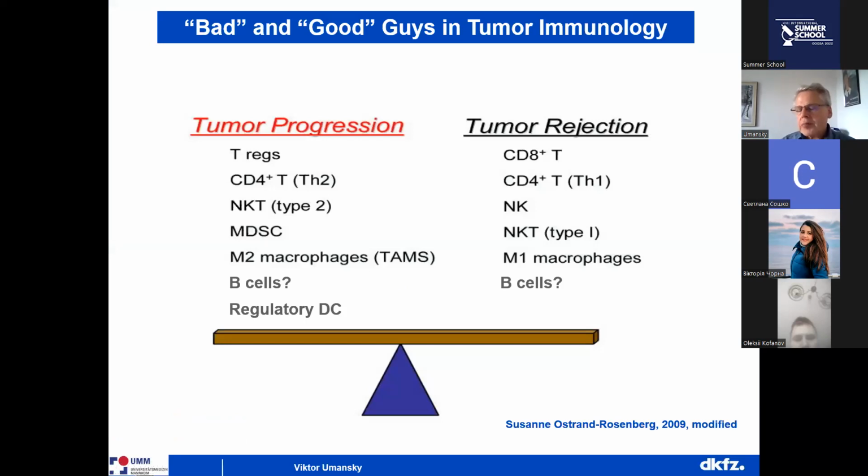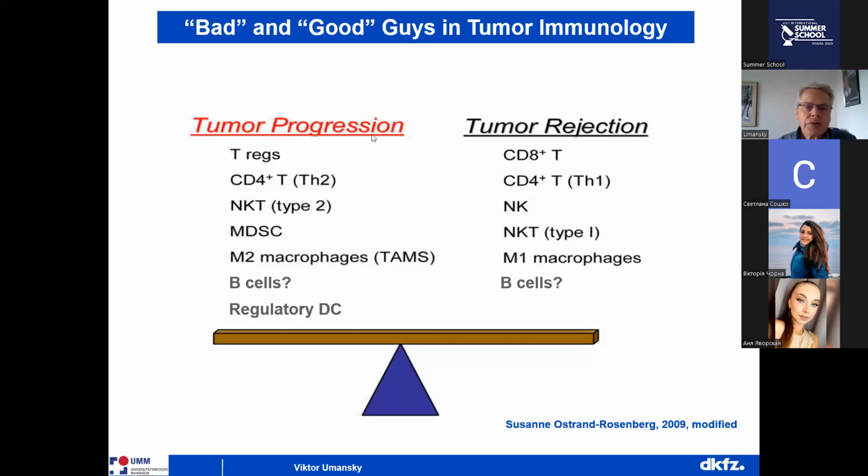So the tumor microenvironment consists, of course, not only of tumor cells, but also a lot of host cells, and among them, very important immune cells. Now we're understanding more that there is a kind of meeting or interaction between so-called bad and good guys. So, the bad immune cells, which can support tumor progression, and good cells, which can support tumor rejection.